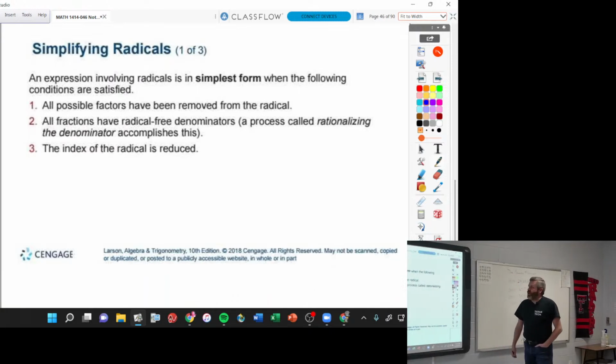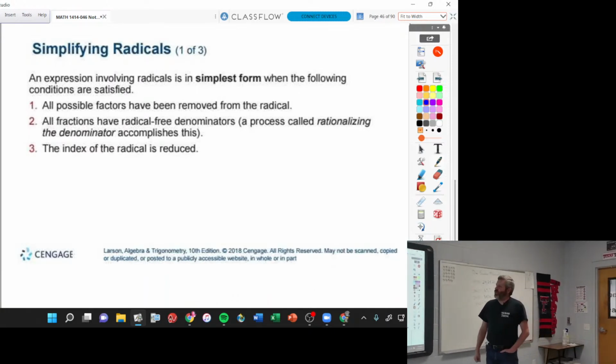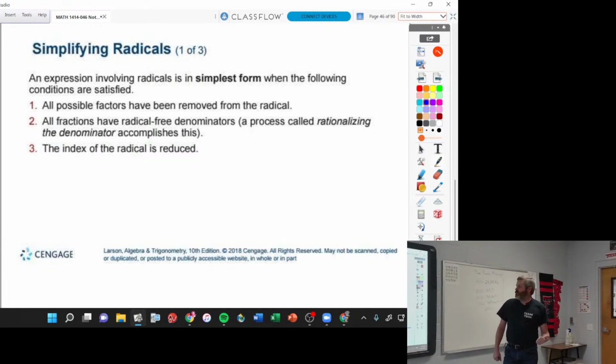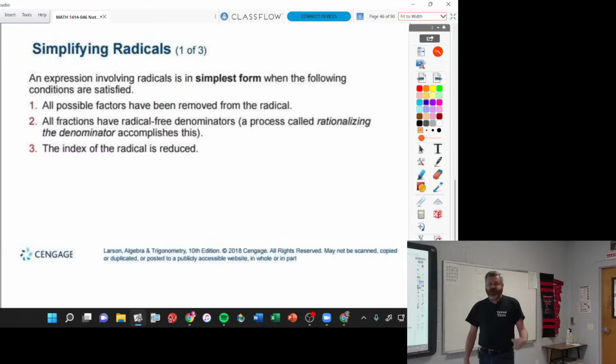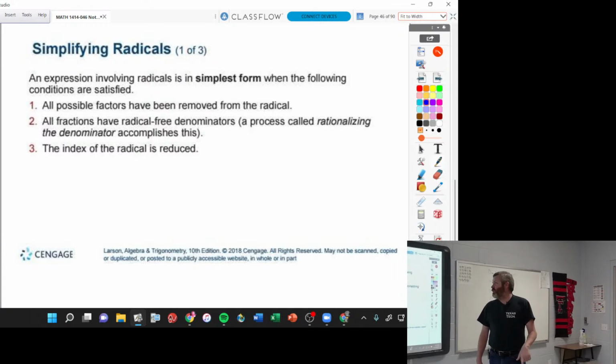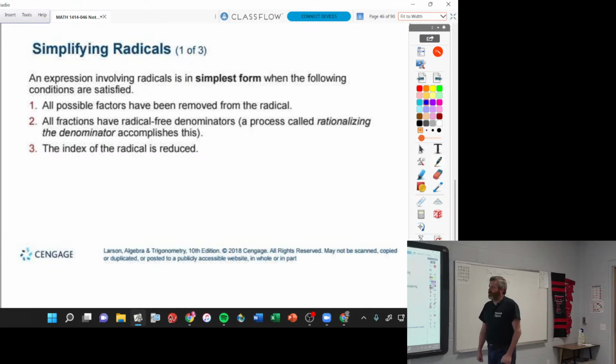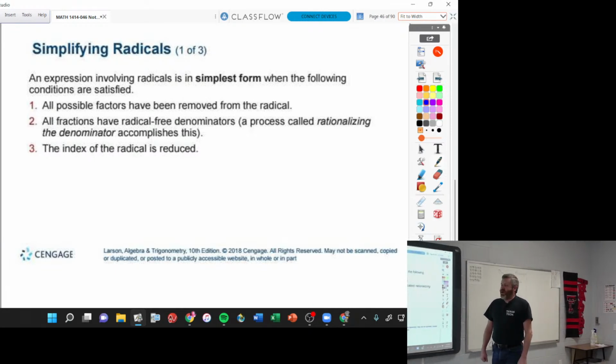An expression involving radicals is in the simplest form when the following conditions are satisfied. Number 1, all possible factors have been removed. Number 2, all fractions have radical-free denominators. When we have a final answer, we cannot have a radical in the denominator. To take care of that, we're going to do something called rationalizing the denominator. Number 3, the index of a radical is reduced.